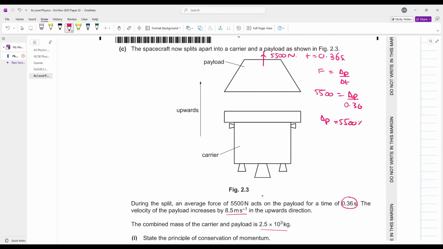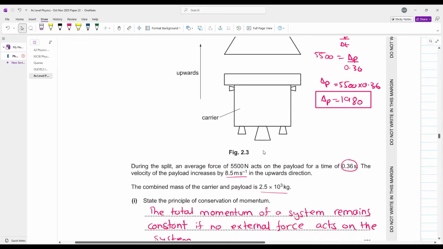बेटा, पेलोड के लिए चेंज इन मोमेंटम निकाल सकते हो? जी सर बिल्कुल. Let's calculate the change in momentum of the payload. This comes out to be 1980 is your change in momentum of the payload. Perfect. Now you have the change in momentum of the payload.